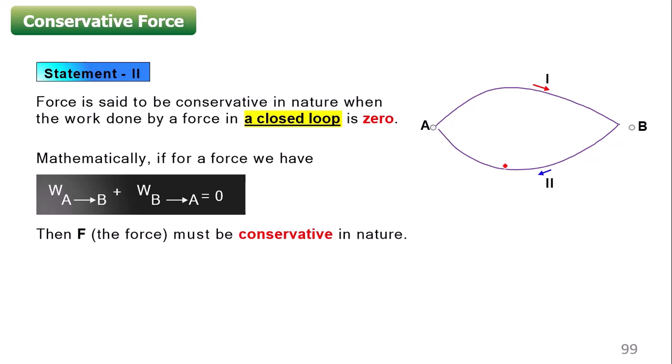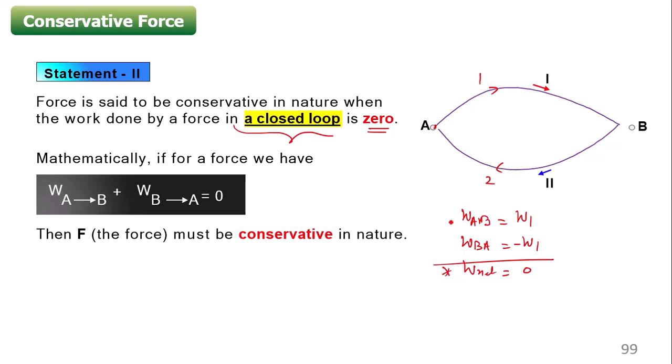Now the second statement is the reverse of this. Suppose I am moving along path number 1 and coming back along path number 2. So I am following a loop connecting the two points. If I move in a closed loop, the work done in moving the particle from A to B, say W1, and the work done from B to A should be equal to minus W1. If that happens, then the net work W net is 0.